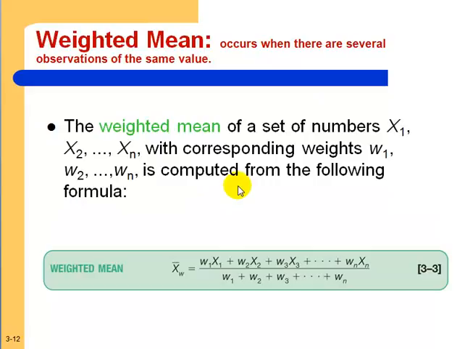Next, weighted mean. Weighted mean occurs when there are several observations of the same value. The weighted mean of a set of numbers x1, x2, up to x sub n, with corresponding weights w sub 1, w sub 2, up to w sub n, is computed from the following formula. It looks hard to understand, so let's check an example. It will be a lot easier.